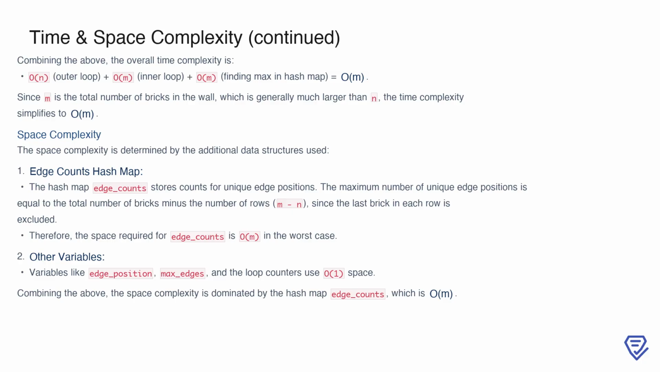Now, looking at the space complexity, we start with the hash map edge_counts, which stores counts for unique edge positions. The maximum number of unique edge positions is determined by the total number of bricks minus the number of rows, or m minus n, as the last brick in each row is excluded. This means the hash map requires O(m) space in the worst case. Beyond the hash map, other variables like edge_position, max_edges, and loop counters use only O(1) space. Therefore, the space complexity is dominated by the hash map and is also O(m).